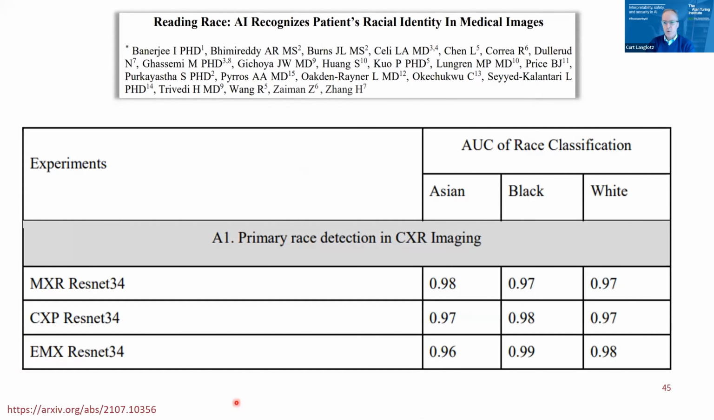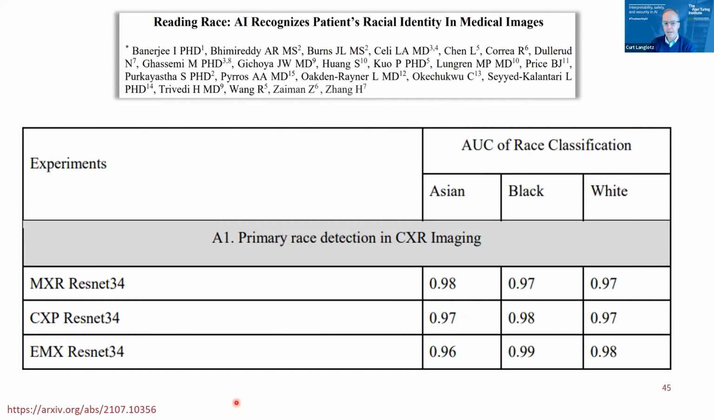I want to leave you with a mystery, and this is a study called Reading Race. It has not been published in a peer-reviewed journal yet, but it's been published on arXiv and creating quite a stir because I don't think anyone fully understands this data to date. So what was done, this was an all-star team of machine learning workers in radiology.